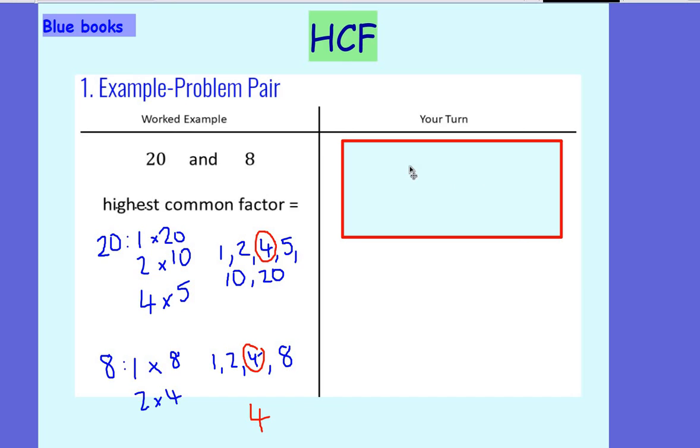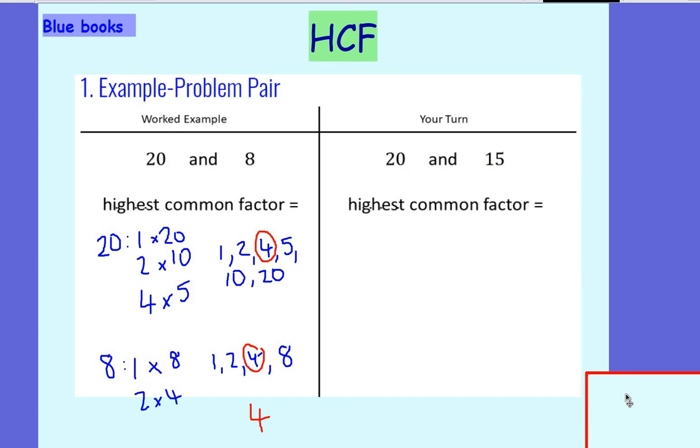Over to you on your neat piece of paper or in your dark blue book. Can you work out the highest common factor of 20 and 15? Pause the video for a couple of minutes and do that now.